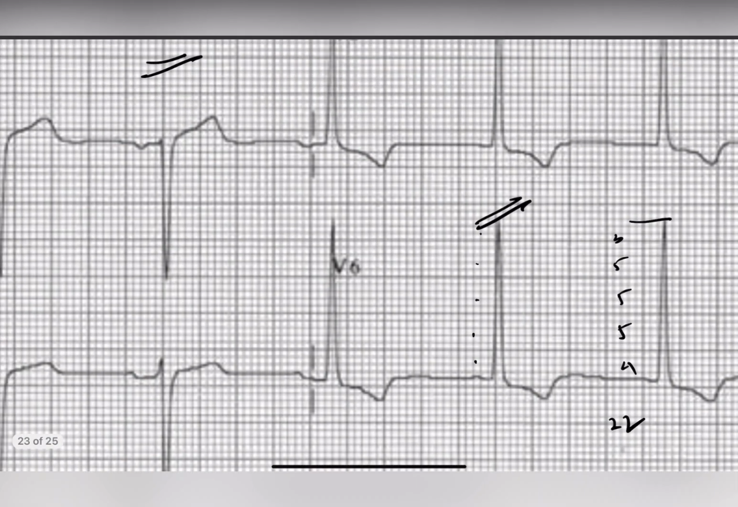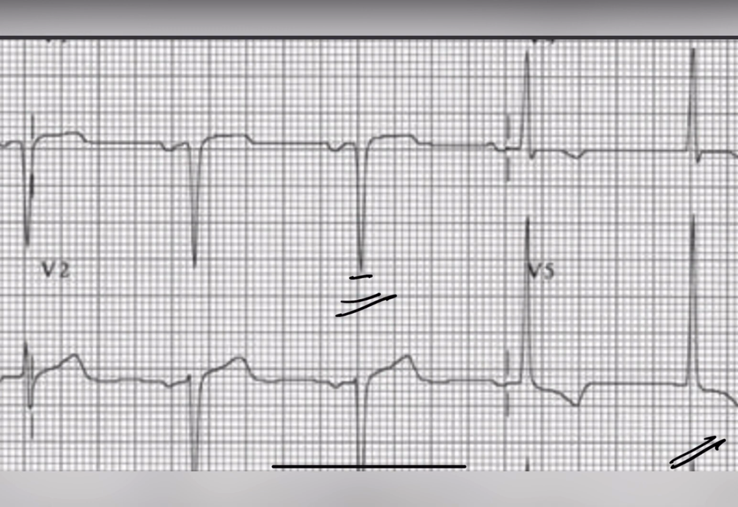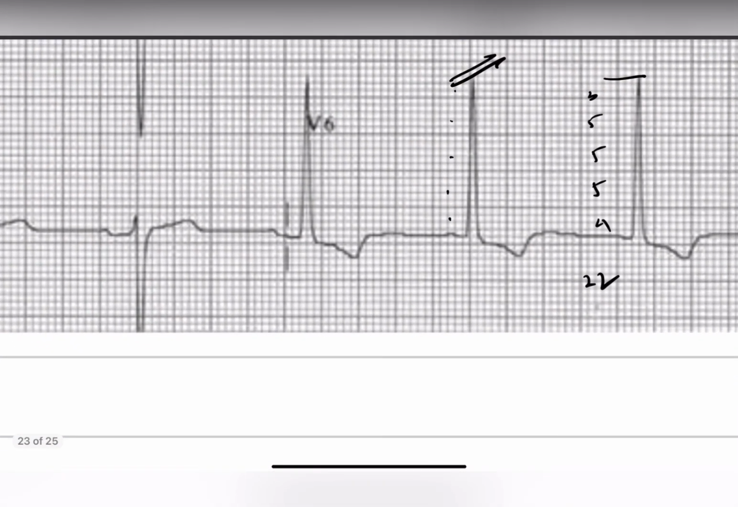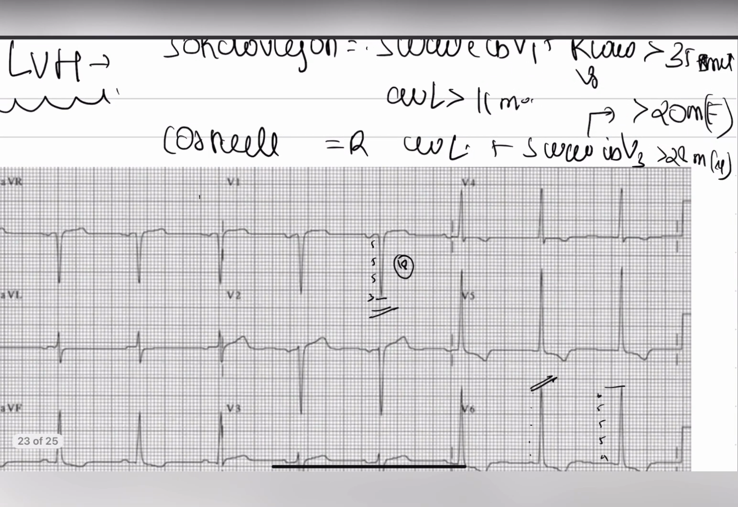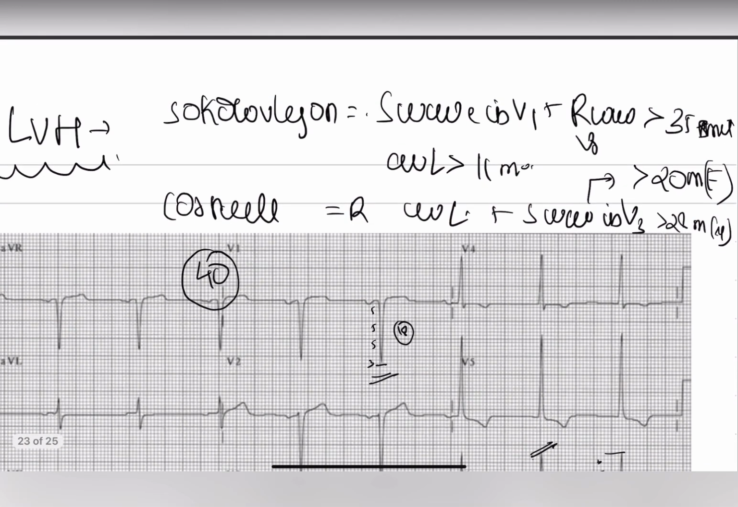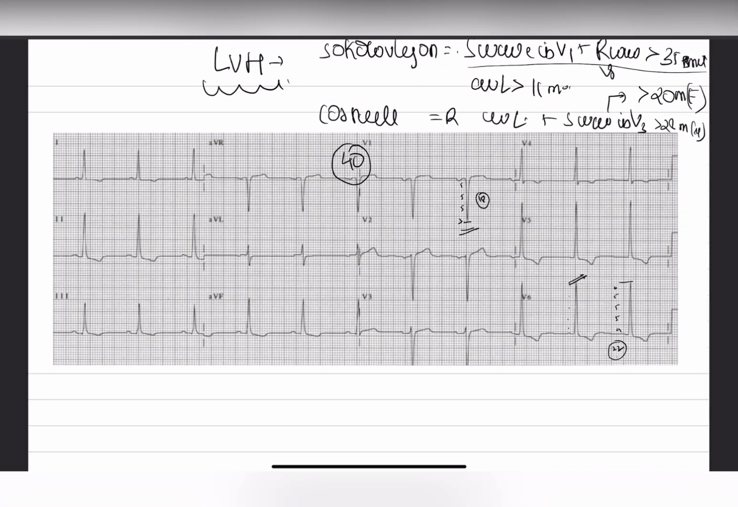We have 22 here. And if you look at this one, you can again measure. This is 5, 5, 5 and 3. So 15 plus 3, 18. So here we have 18 and here we have 22. We add 22 plus 18, we get around 40. So that indicates the first criteria, the Sokolow-Lyon criteria, is fulfilled. More than 35, here it is around 40. So this indicates there is evidence of LVH.